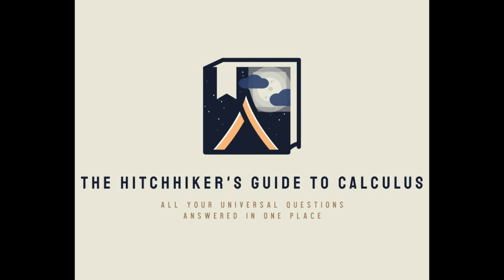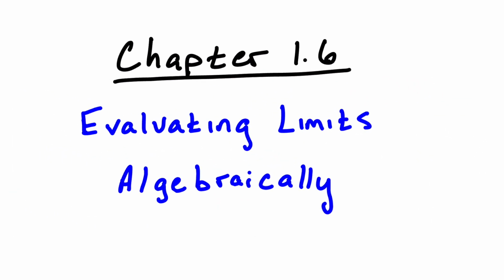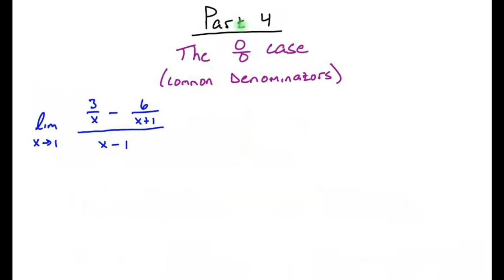My name's Kevin, and I'll be your guide to Chapter 1.6, Evaluating Limits Algebraically, Part 4, the 0 over 0 case, utilizing common denominators. As always, evaluating a limit as x approaches 1, I want to try to jam 1 into this function and see what happens. We plug in 1: 3 over 1, minus 6 over 2, over 1 minus 1. It looks like 3 minus 3 on top. That'll be a 0 over 0. So this does fit the 0 over 0 case, indicating to us, hey, let's go back, try to manipulate this expression, see if we can simplify it some.